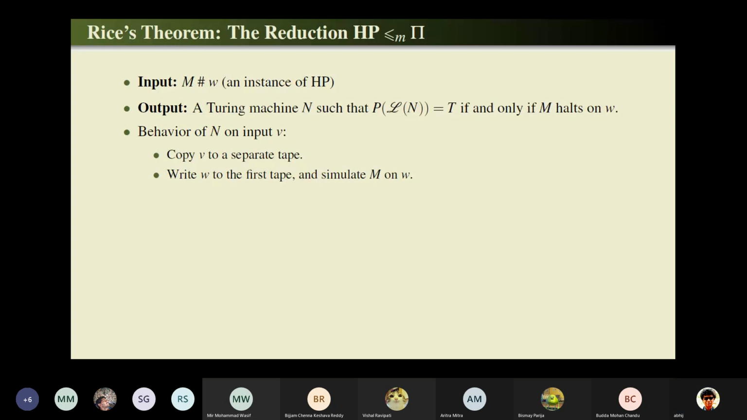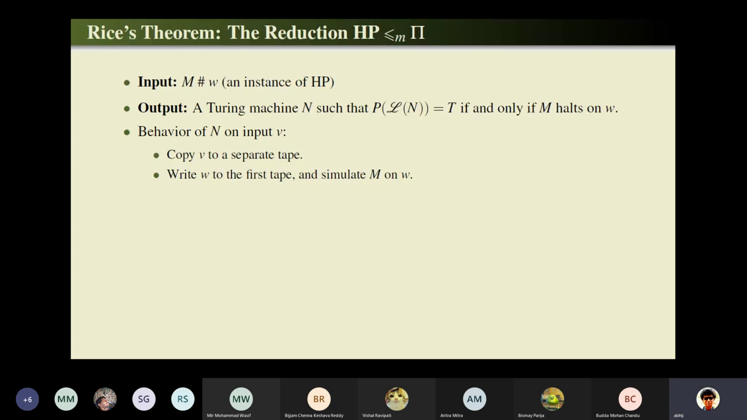Okay. So one part of the theorem is already satisfied. If M does not halt on W, the language of N will be the empty set. Happy? And we have assumed that the empty set does not satisfy the property. Okay. Otherwise, somehow we have to bring that L into the picture.